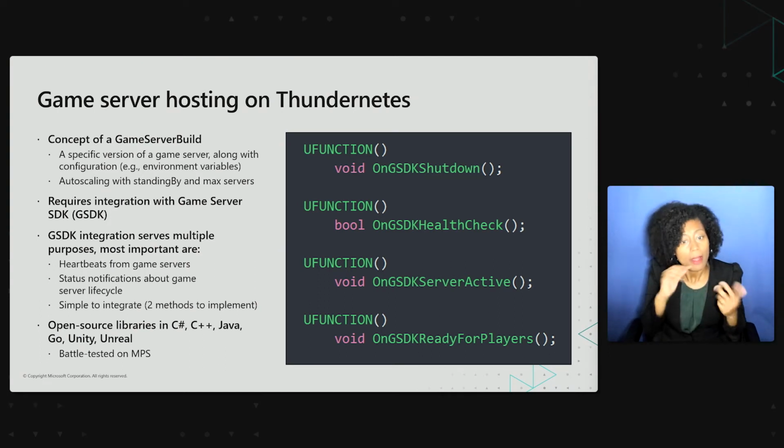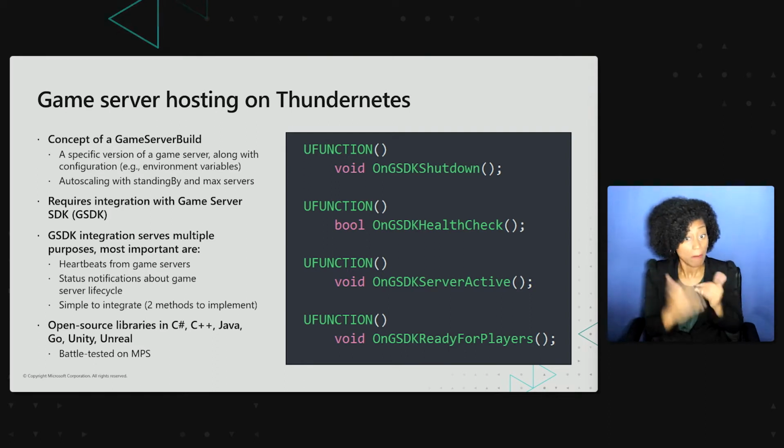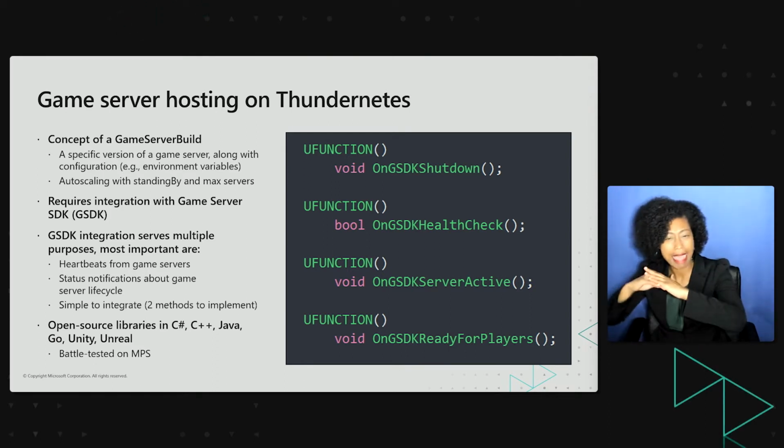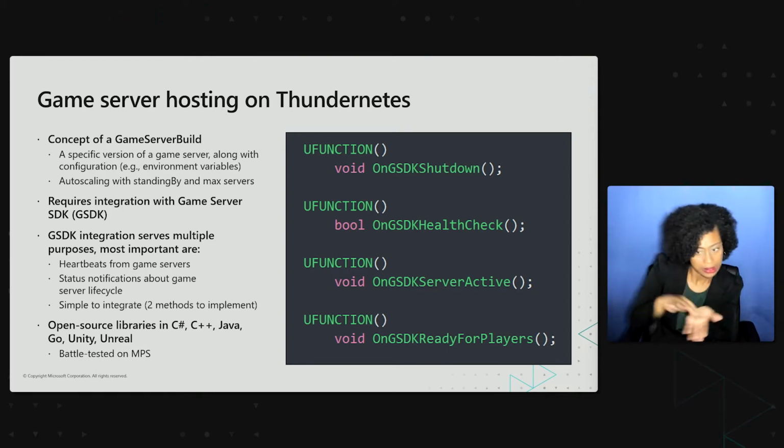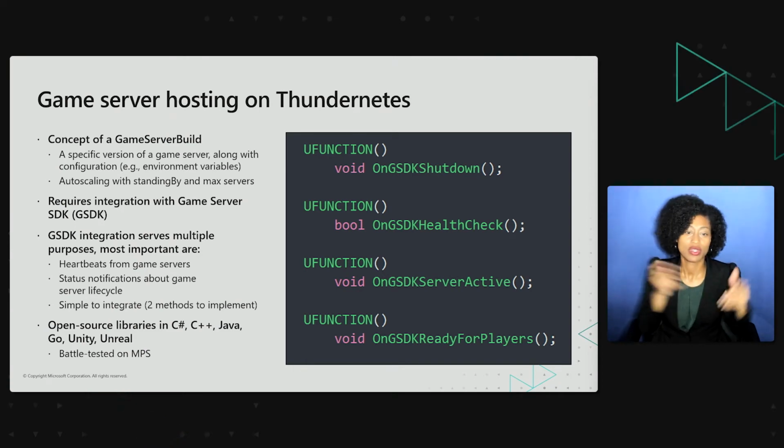The build also has auto-scaling by default. So when you create a build, you specify how many standing by servers you want. Also, you specify the maximum. When you have cluster auto-scaling, you never want your cluster to exceed a certain amount of cost. So you set the max.